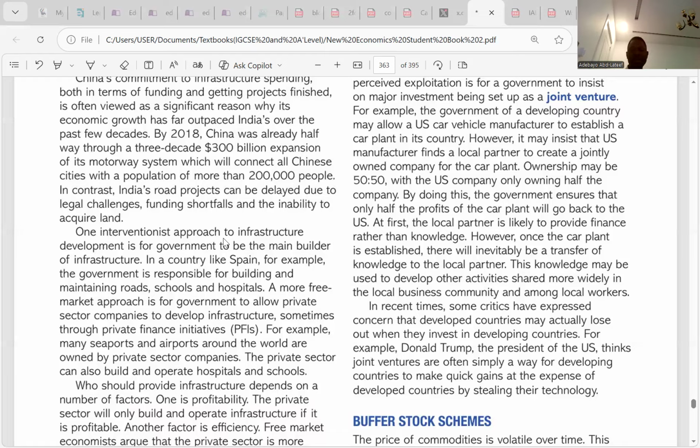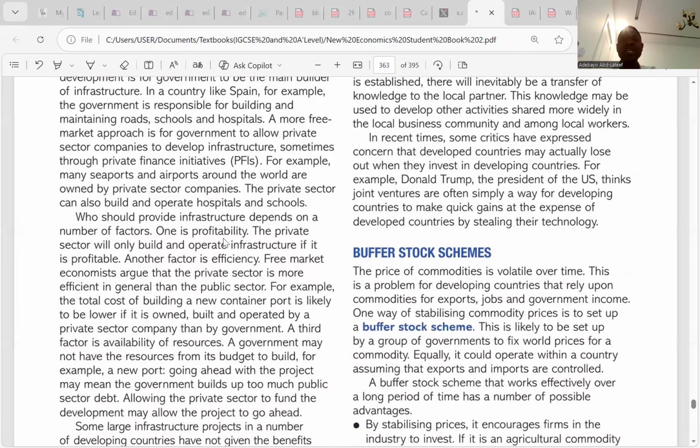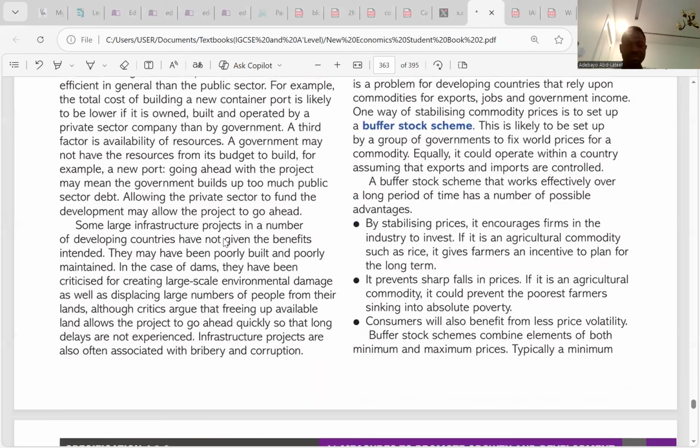Does it make sense to you? So that's another interventionist policy. Then the next one we have is the buffer stock schemes.